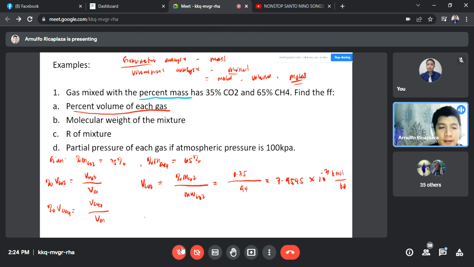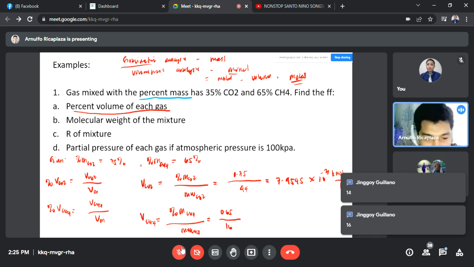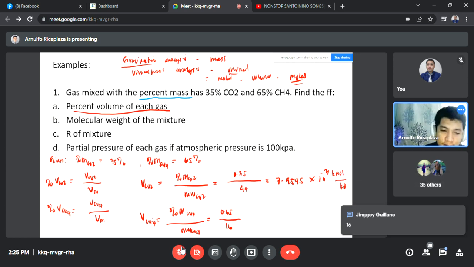Okay, so next is to find the CH4, that is the percent mass of the CH4 over the molecular weight of the CH4. That is equal to 0.65 over. Molecular weight of CH4 guys, pila? 16. Okay, because there is only 1 atom of carbon, and its mass is 12. And the H has 4 atoms with an atomic mass of 1. So 12 plus 4 is 16. Okay, so therefore, pila ni guys?